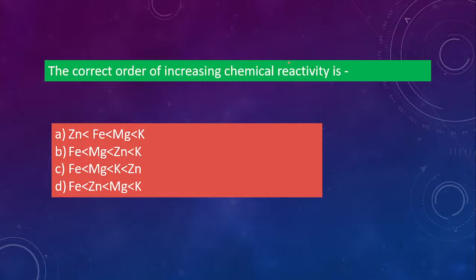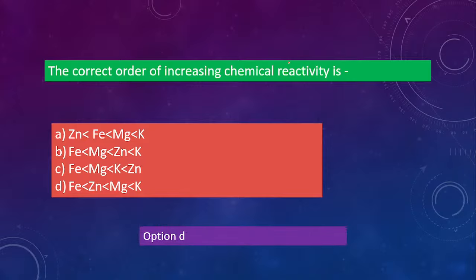Hi, Aryan. Okay, option B: iron, magnesium, zinc, potassium. What about others? Okay, Ayush, you're going for option D: iron, zinc, magnesium, potassium. Let's see the answer. So it is not B, it is D.